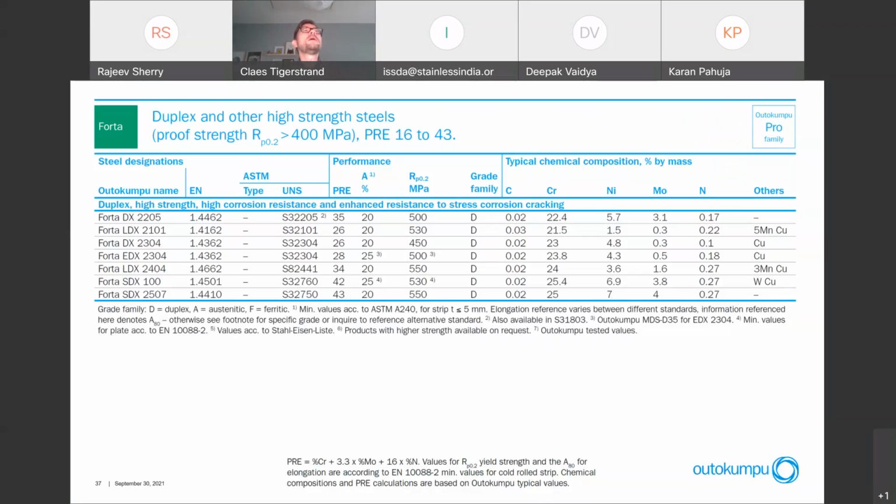So here as well, we have the portfolio of duplex grades. Note that the TempoL material is not included here, but they are also part of the Forta family. But typically what you can see in the middle, the Rp0.2 value is more than double that of the standard austenitic grades.